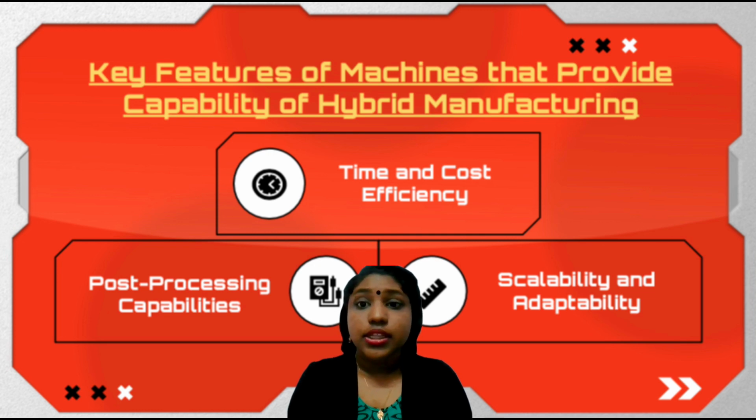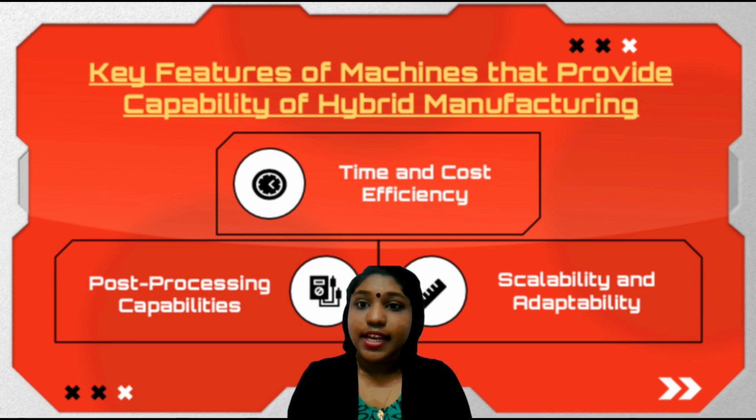Post-processing capabilities. The application of coatings, surface finishing, and heat treatment are examples of post-processing capabilities that can be incorporated into hybrid production equipment. With the aid of these extra features, it is possible to produce an end result without the need for secondary procedures while also achieving the appropriate material qualities and improving surface quality.